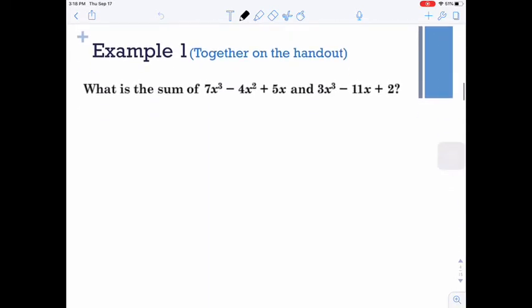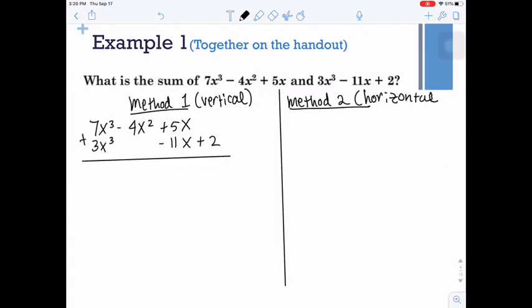Example 1 says, what is the sum of 7x cubed minus 4x squared plus 5x and 3x cubed minus 11x plus 2? There are two methods I'm going to review, so I'm going to split the screen. All right, method 1: we write the first expression 7x cubed minus 4x squared plus 5x, and then we throw a plus sign and write the second expression below.